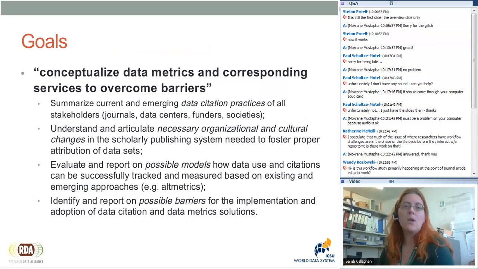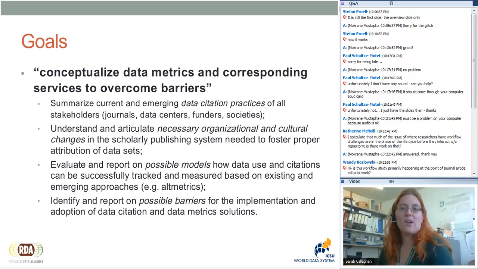So the goal of the group is to conceptualize data metrics and the services that are needed to actually have data metrics in common use. And when we're conceptualizing those services, we need to understand and overcome the barriers that are stopping us from doing what we need to do. To do that, we're looking around and surveying the landscape, looking at data citation practices, new and emerging ones. We're looking at the necessary organizational and cultural changes that need to be made in the scholarly publishing system to foster data citation as a common occurrence.